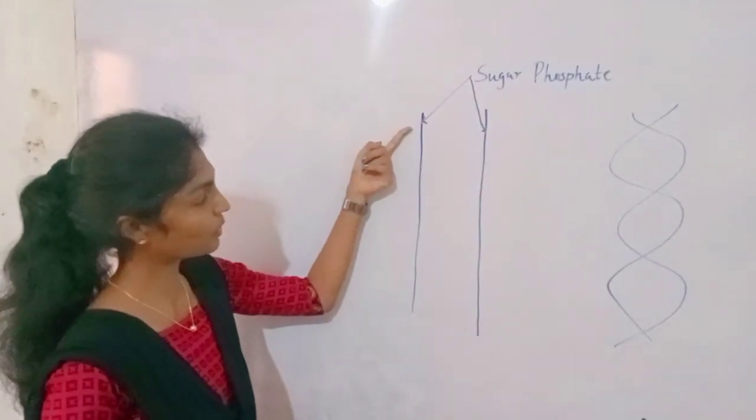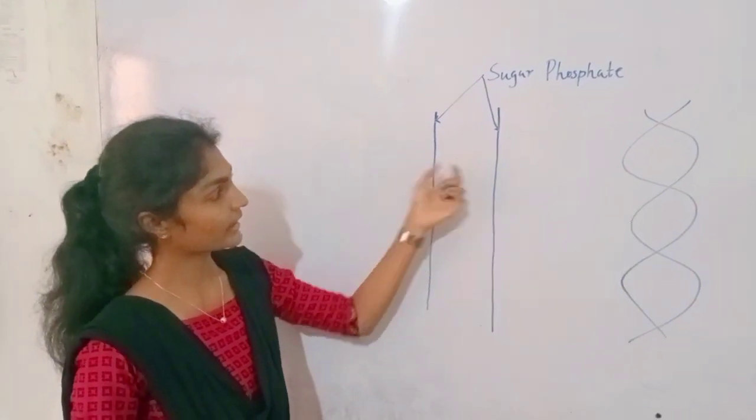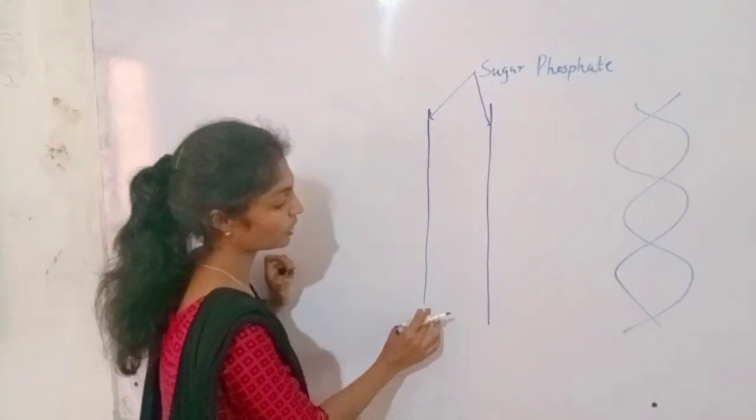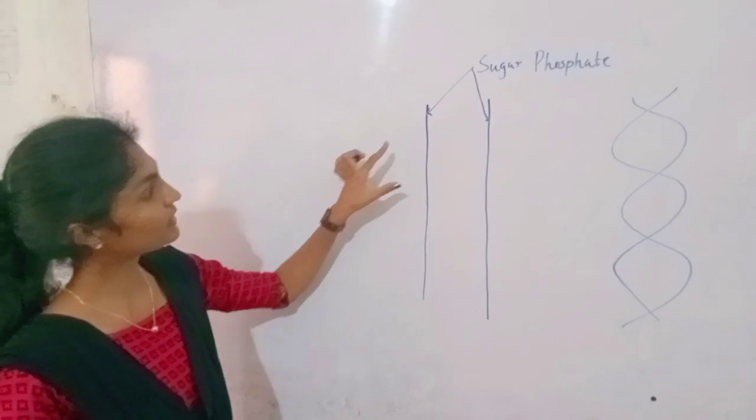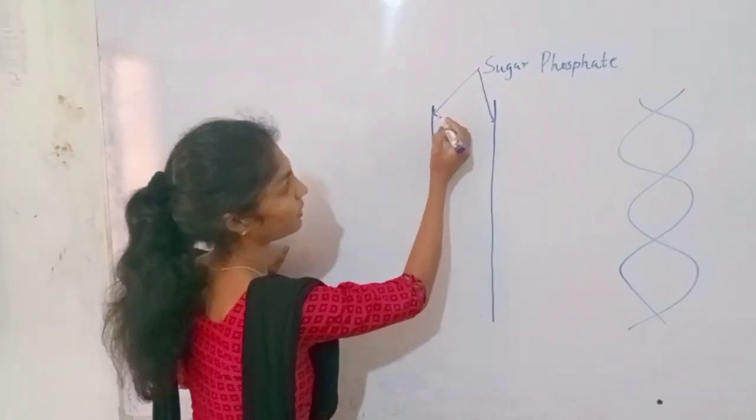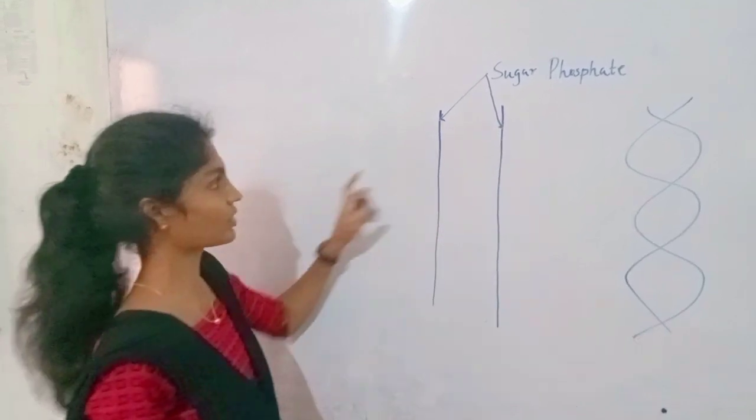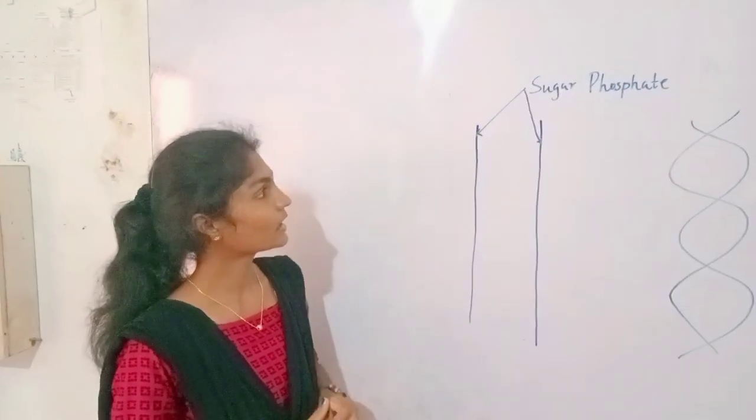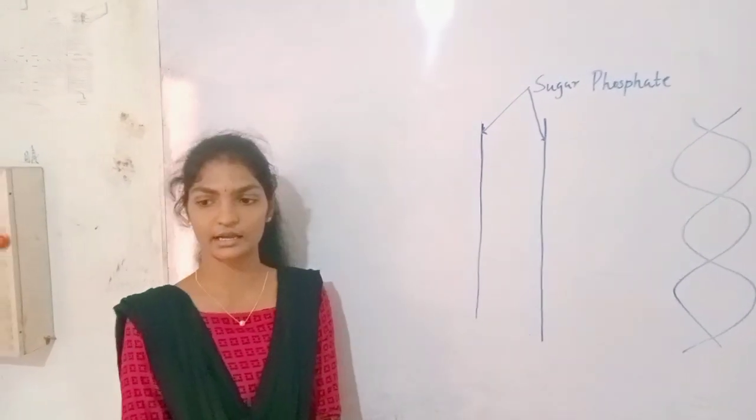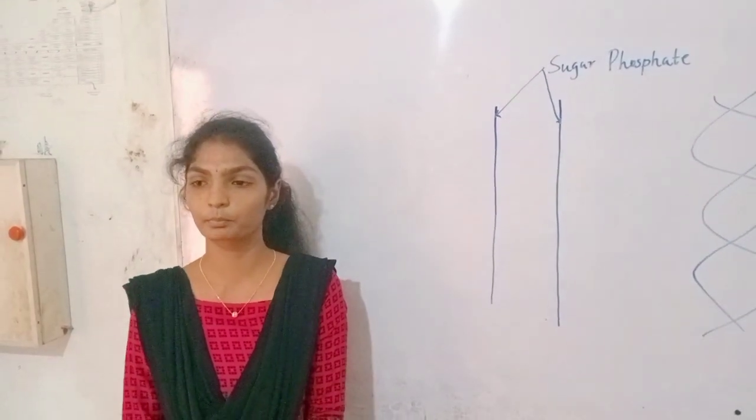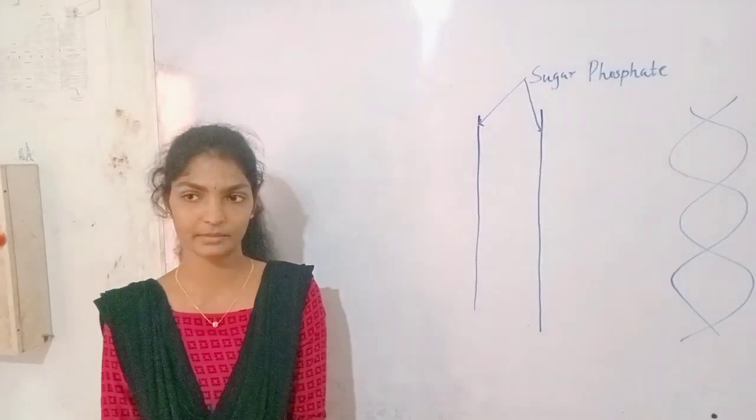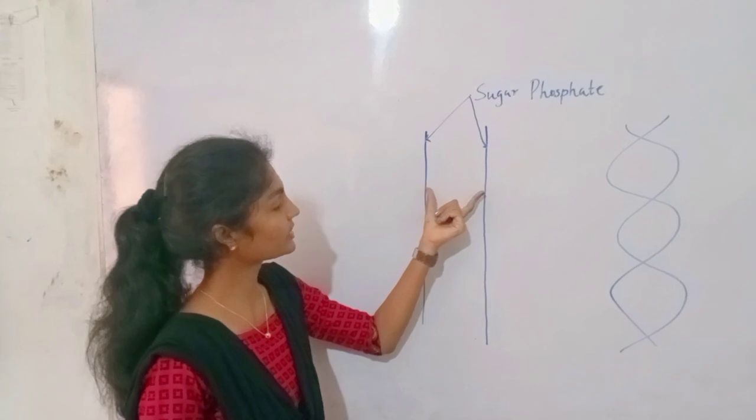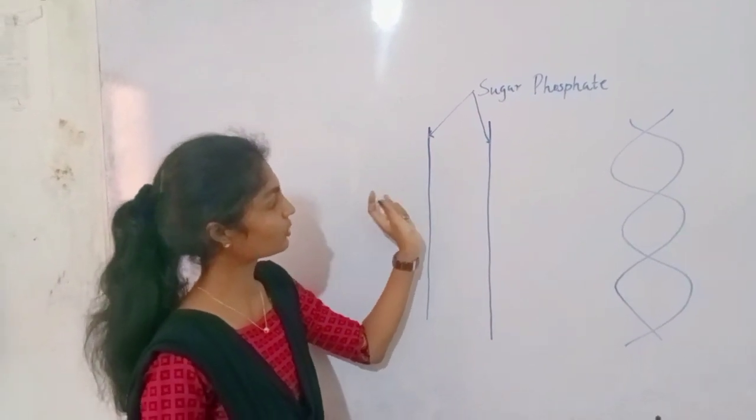DNA has polynucleotide chains. It has a double helix structure. These are the polynucleotide chains. The backbone of these two polynucleotide chains is sugar phosphate. The polynucleotide chains are linked together by the phosphodiester bond. The phosphodiester bond links the two polynucleotide chains together.